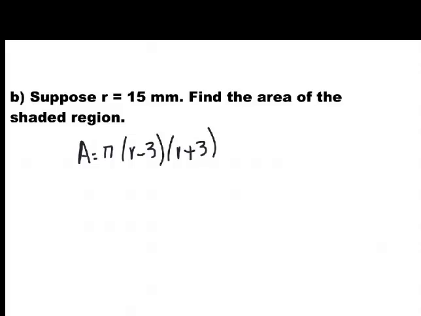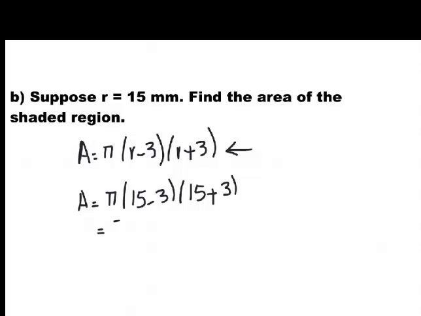The next part of the question says, if r is equal to 15 millimeter, find the area of the shaded region. This means that in this equation we found in part A, we just substitute r equal to 15, so I get A is pi times 15 minus 3 times 15 plus 3. If you use your calculator, you get this is equal to 260 pi square millimeter.